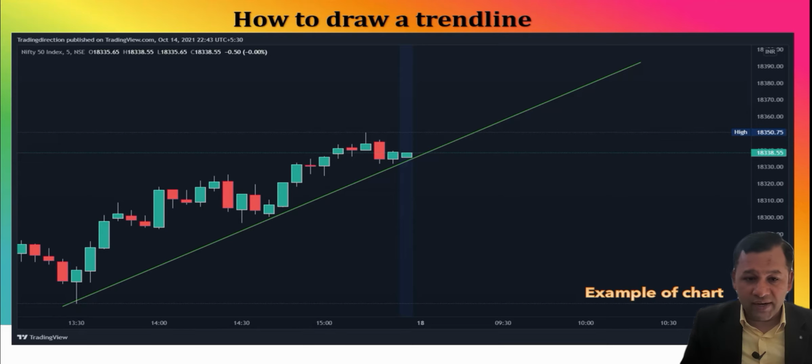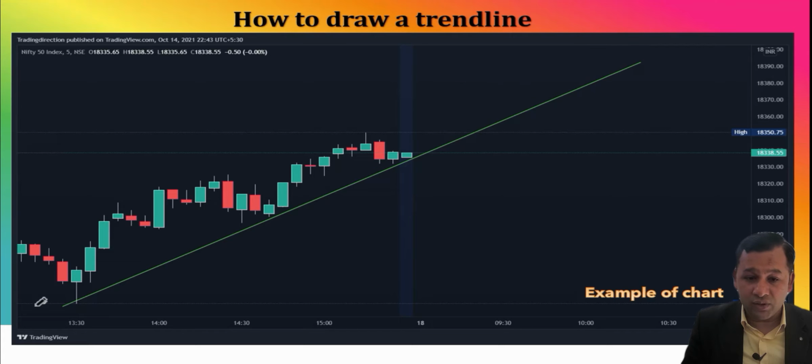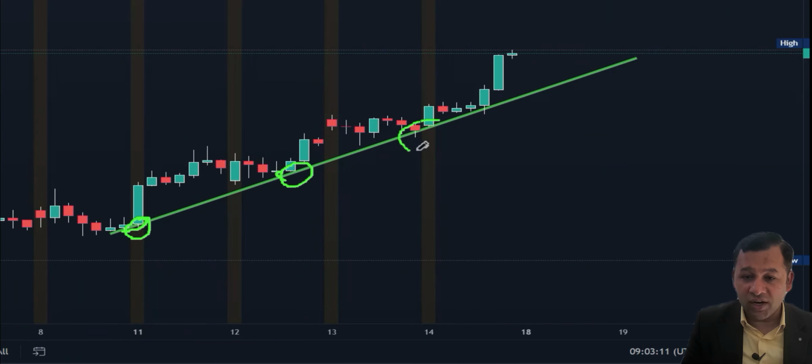How to draw a trend line? If you have drawn the trend line, keep a little more space so that you will come to know the price will bounce and come back, bounce and come back. This way you need to draw the trend line. I will show you more examples on the chart. The third time it has bounced, the fourth time also it has bounced. This way you need to check.